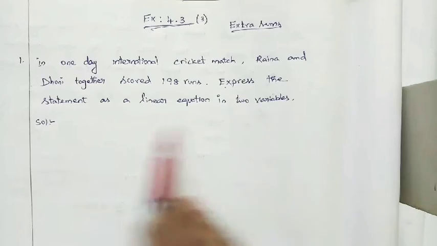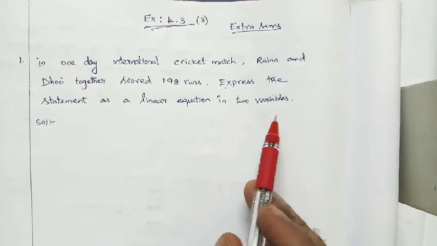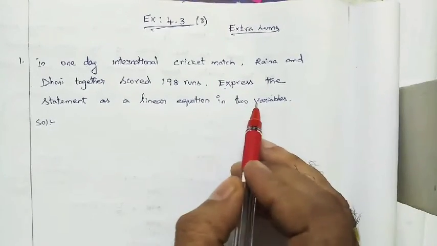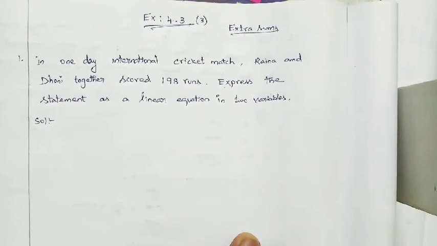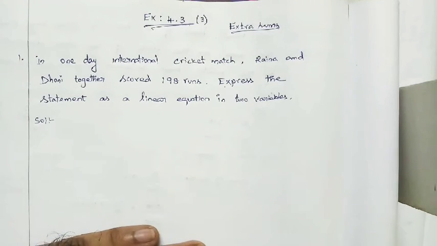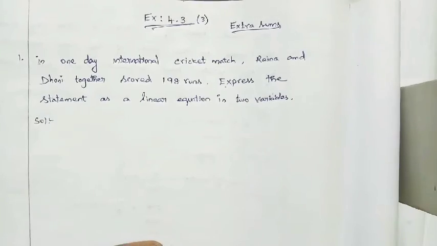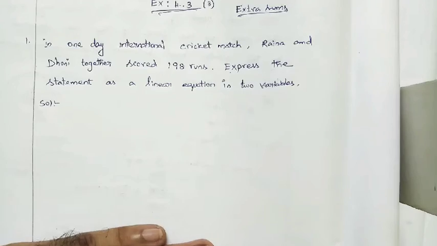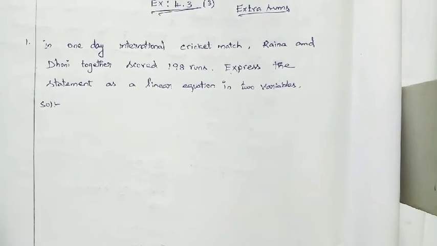In a linear equation in two variables, the statement will talk about two people or two objects or two things. So we have to consider one as x and another one as y. While we are reading, we have to form an equation.